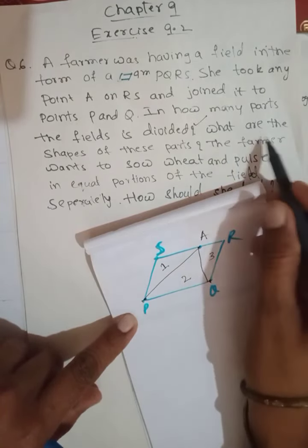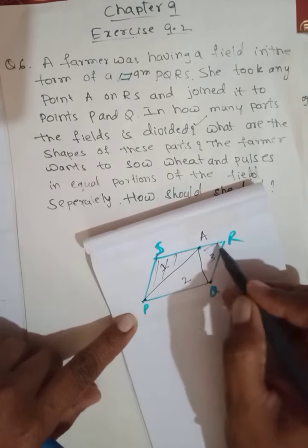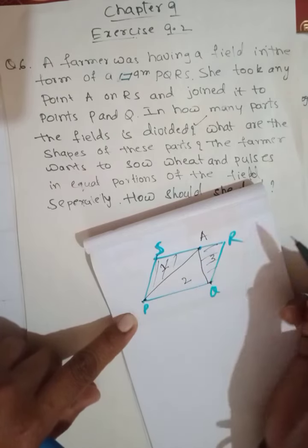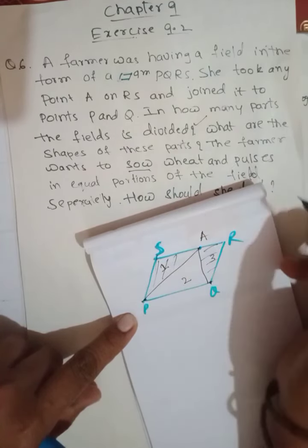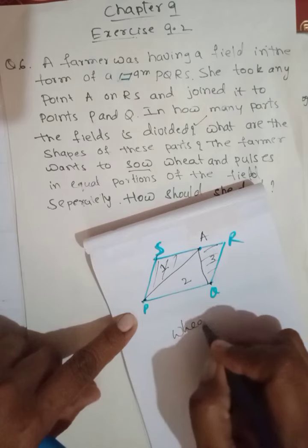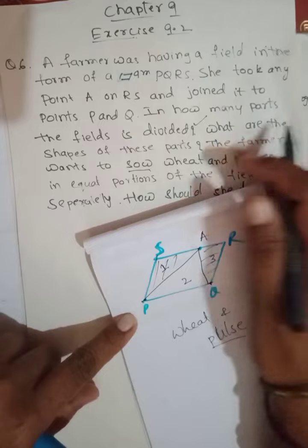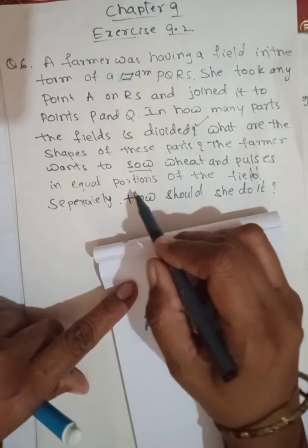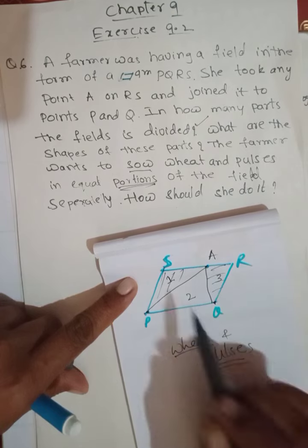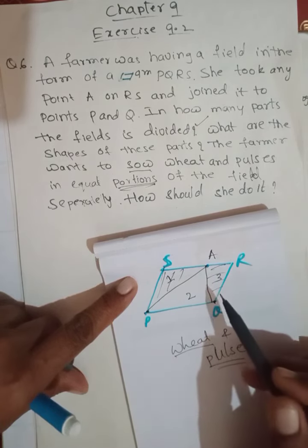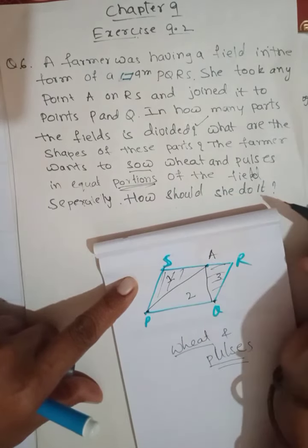Next, look at this. What is the shape of these parts? Once again it is very simple. It is triangular. All the 3 parts are triangular in shape. See, so easy it is. The farmer wants to sow wheat and pulses, 2 crops, and the question says in equal portion of the total field she wants to grow them separately. So how should she do it?